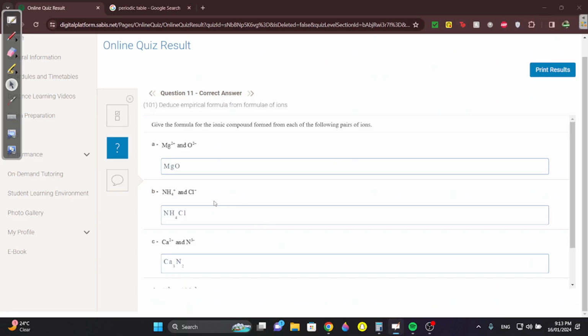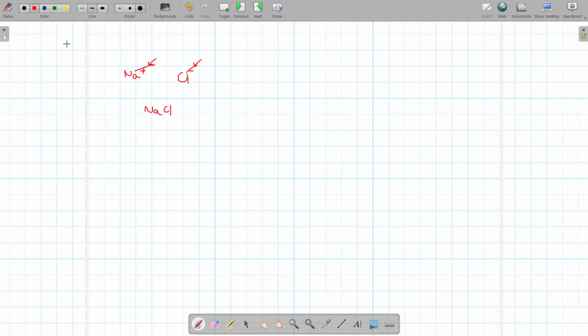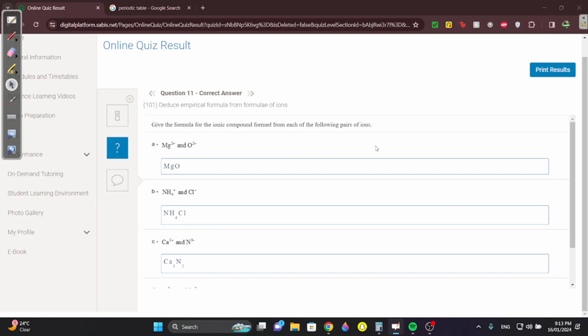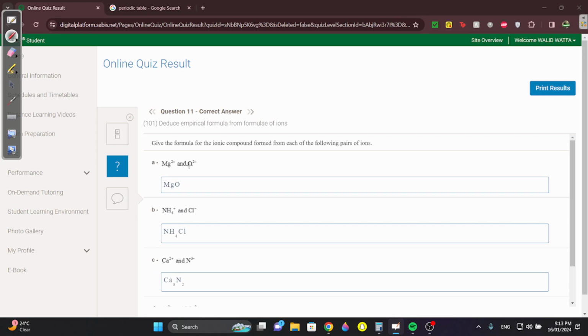But for example, let's say you have Ca²⁺ and N³⁻. In this case the charges aren't the same, so they don't cancel out. So you use the crisscross method. You take this 2 and cross it down to the N, it becomes 2, and you take this 3 and take it down to the Ca, it becomes 3. So what is your final compound? Ca3N2. That's literally the crisscross method. If I look here, Mg²⁺ and O²⁻, the 2s cancel out, so it's just MgO.